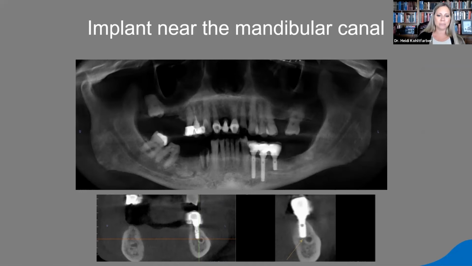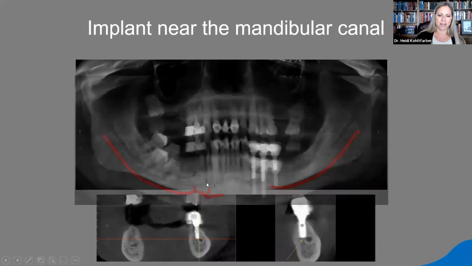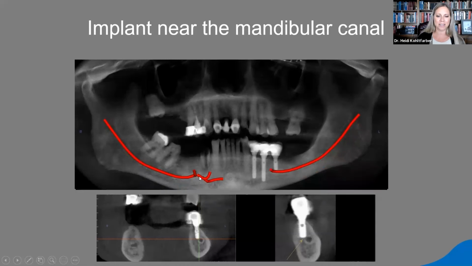This particular one, look where that implant is in relationship to the mandibular canal. Somebody got a little bit lucky, didn't they? In fact, look at the canal on the other side. Look at this. We went ahead and traced that. And you can see the bifurcations or trifurcations going on.